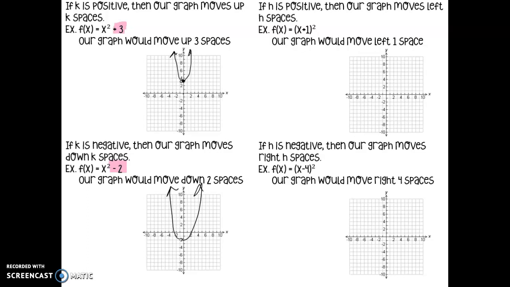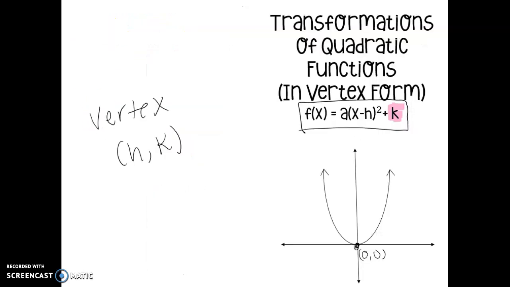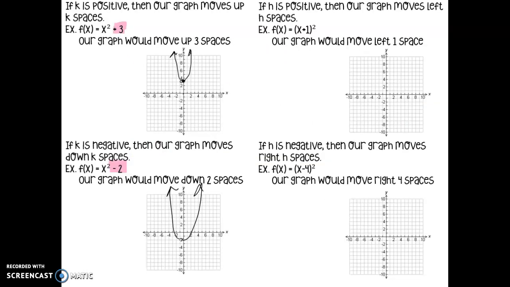Now we're looking at our h values. So k moves my graph up or down. h is what's going to move my graph left or right. Again, h, think about it, your vertex values. So if h is positive, our graph moves left. If I have a plus 1 here, my graph will move from (0, 0) left 1.